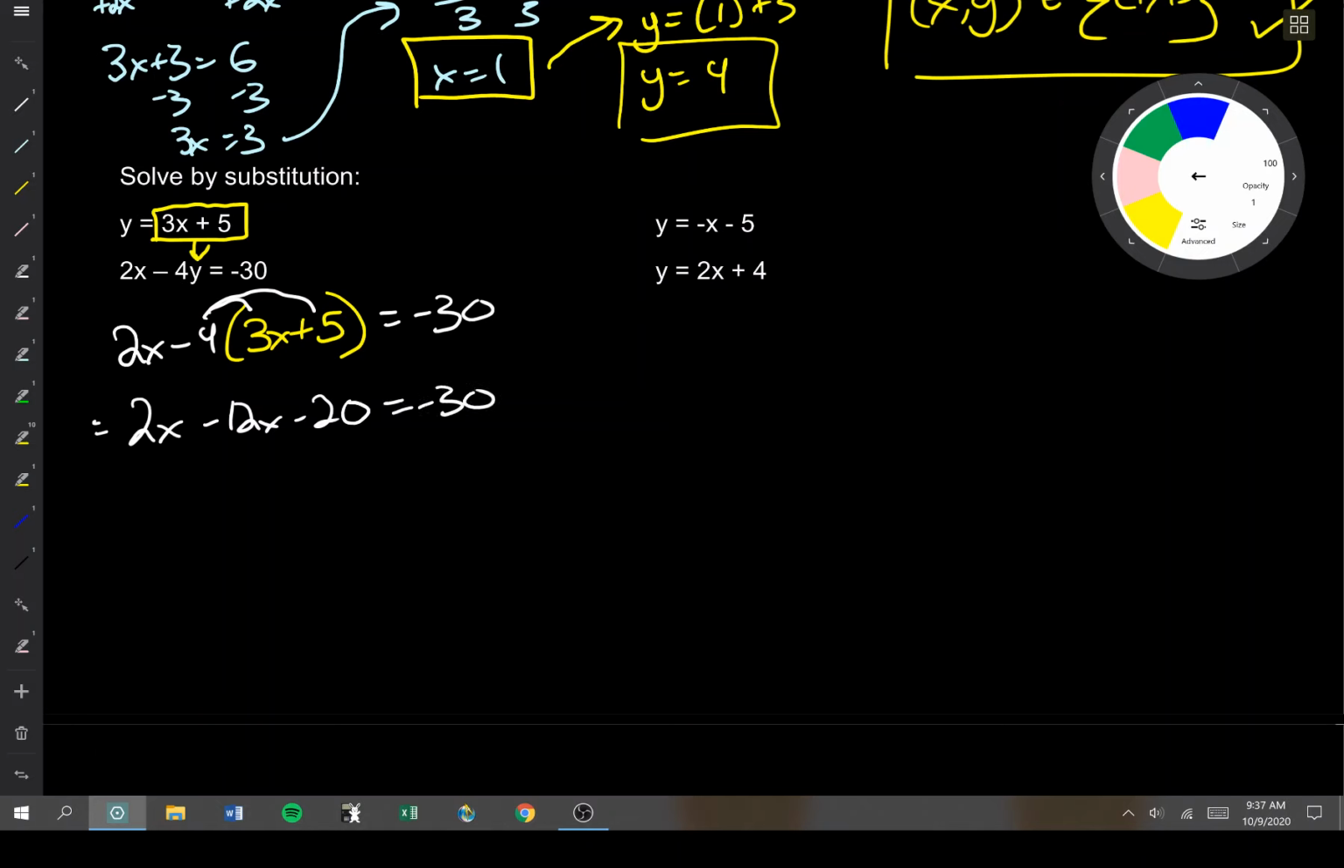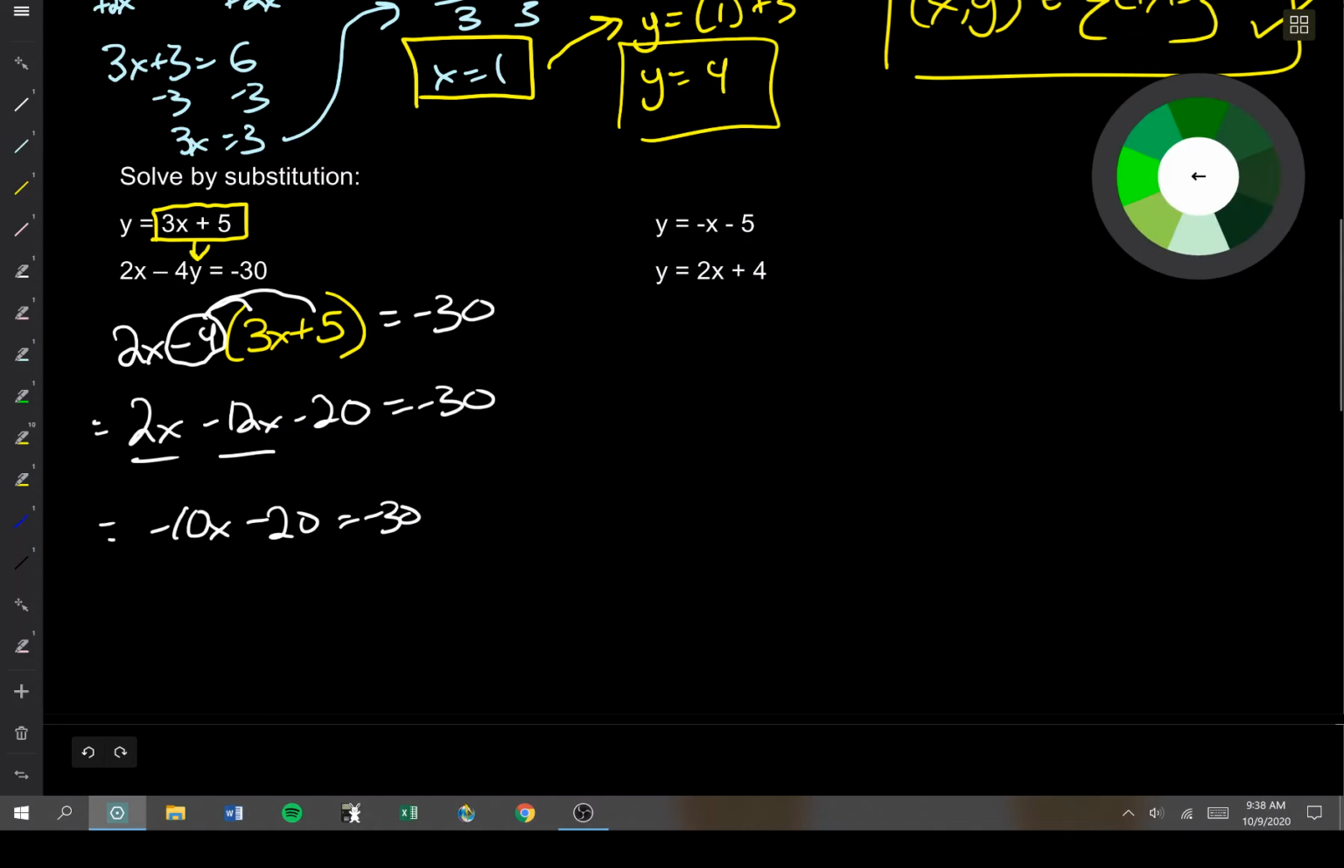I distributed the negative 4. The whole entire negative 4 has to go to both of these. So I have 2x minus 12x minus 20 equals negative 30. Let's combine some like terms. These are like terms, so I can combine them. This becomes negative 10x minus 20 equals negative 30.